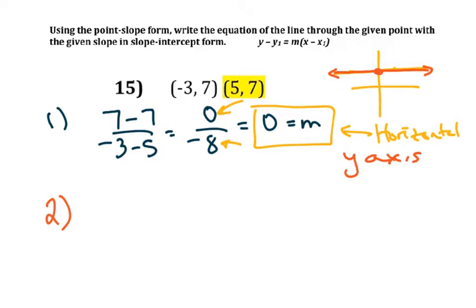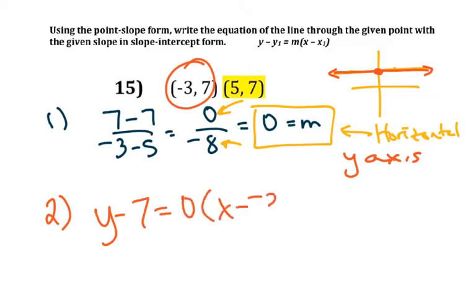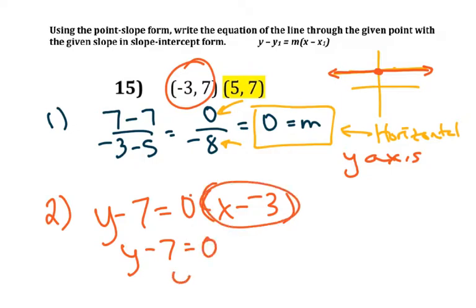So again, just choose a point. It doesn't matter. I'll do this one. So y minus 7 equals 0 times x minus negative 3. y minus 7 is equal to 0 times anything, which is 0. Add 7 to both sides, you get y equals 7.